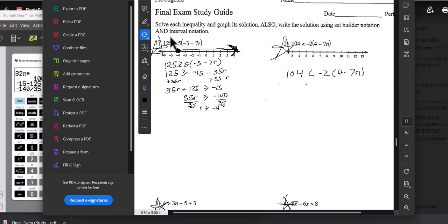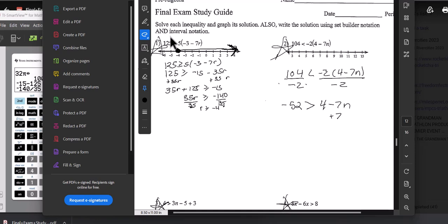Rather than doing what I did just a minute ago, or was about to do, with distributing, I'm going to go ahead and divide both sides by negative 2 first, because my goal is to isolate the n, so I might as well start getting stuff away from the n as soon as I can. So 104 divided by negative 2 is negative 52, but I divided by a negative, and so I change the direction of the sign. Negative 52 equals 4 minus 7n.